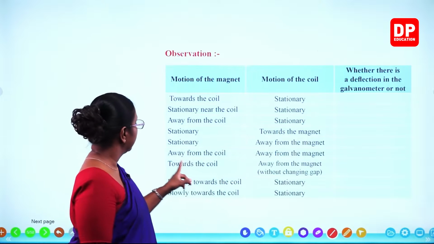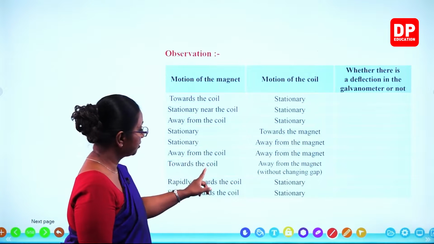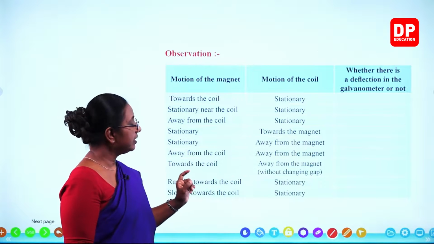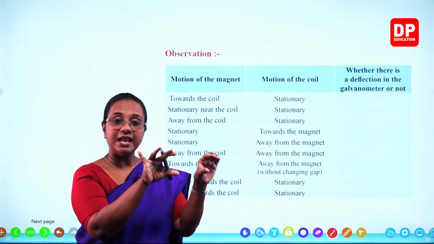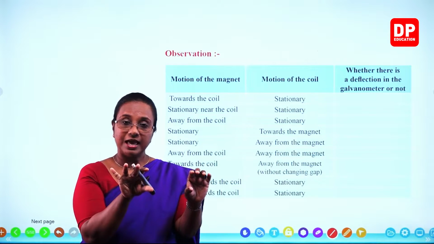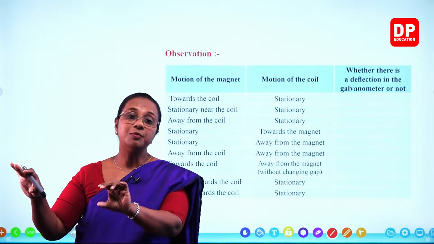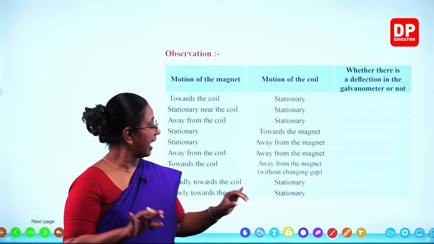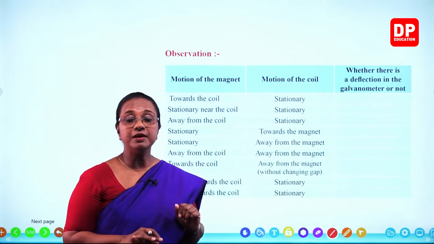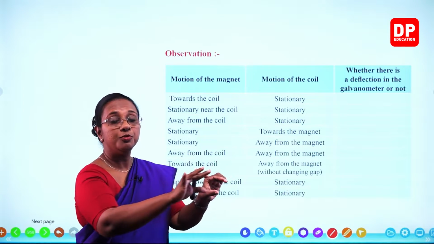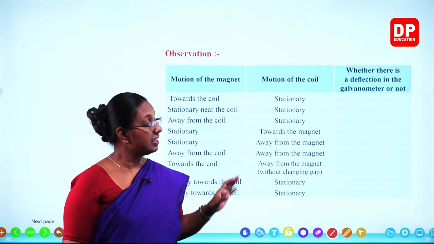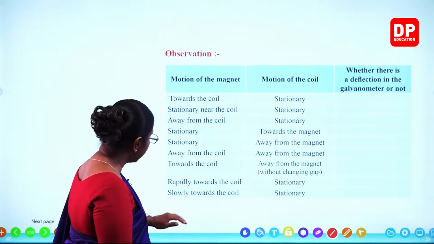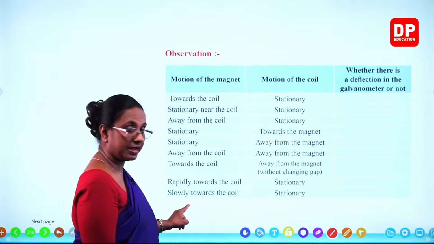Thereafter, towards the coil and away from the magnet. So what we do is we hold the magnet and the coil at a particular gap and you move both of them together. That is towards the coil and also away from the magnet. So they are both moving simultaneously. Then also you observe the galvanometer. Then these are steps 8 and 9.